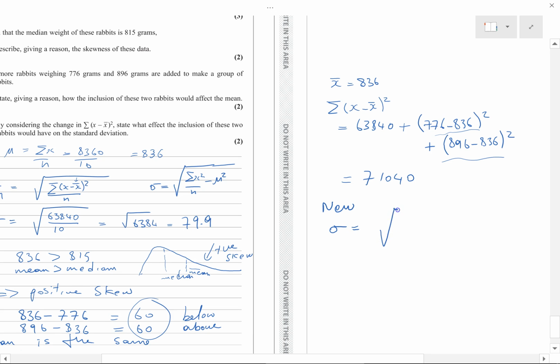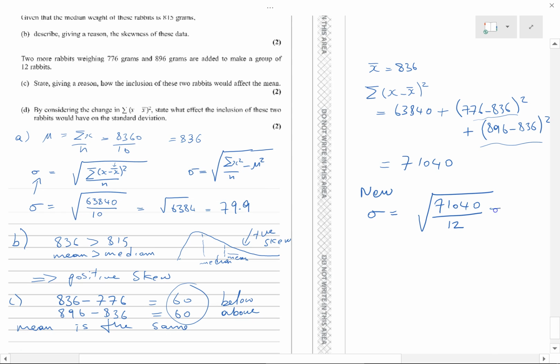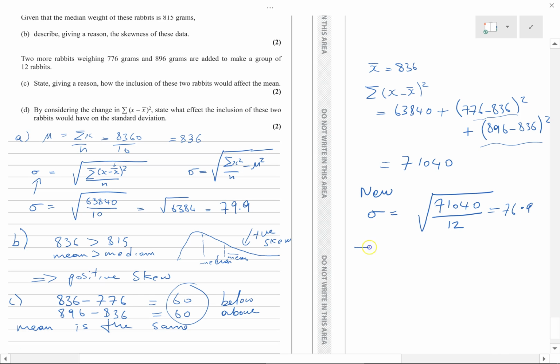Okay, so the new standard deviation is going to be equal to the square root of 71040 divided by 12. And that equals 76.9. It didn't actually ask for the standard deviation, so we must answer the question, what effect it would have. So the effect is it would reduce the standard deviation. Standard deviation is reduced, because basically the new numbers are closer to the mean than the numbers before were on average. Standard deviation is reduced.